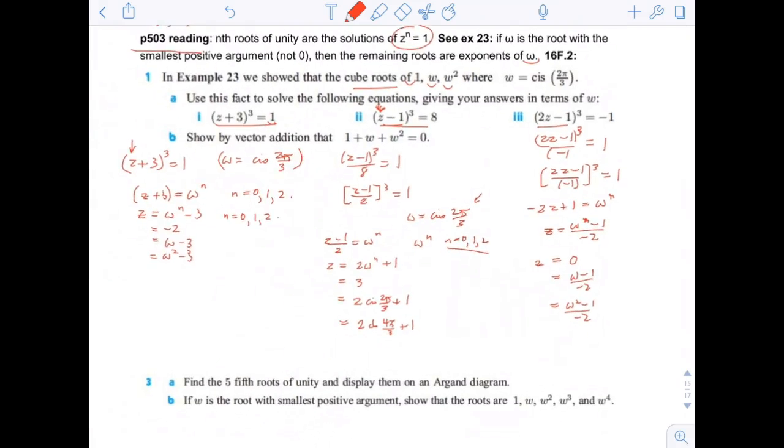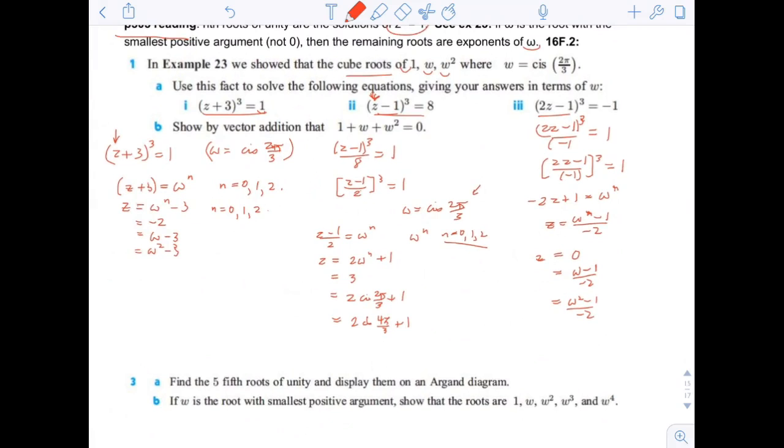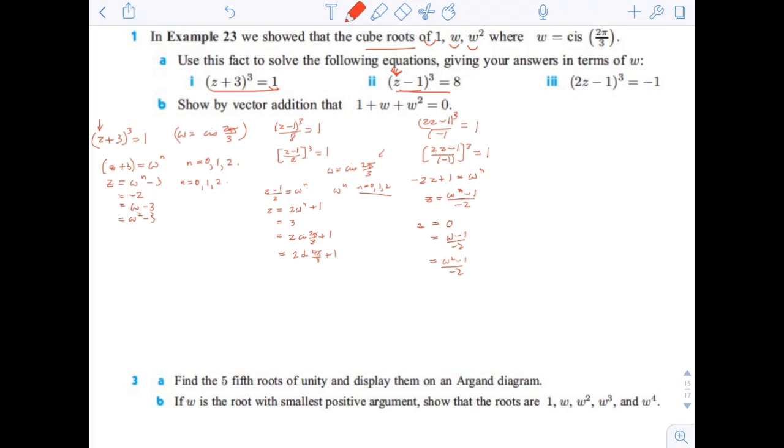Okay? Now we're going to do part B, where it says show by vector addition that 1 plus omega plus omega squared equals 0. So if we know that omega is cis 2 pi over 3, then let's show that this is true using vector addition. Well, let's draw cis 2 pi over 3. So 2 pi over 3, remember, is about 120 degrees.